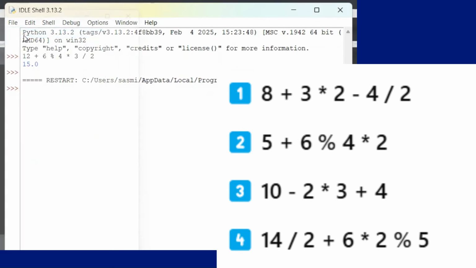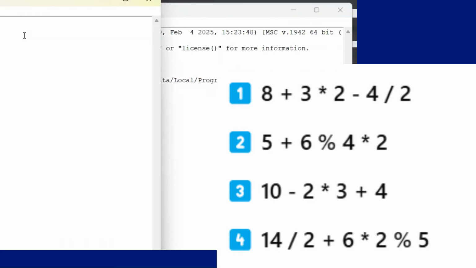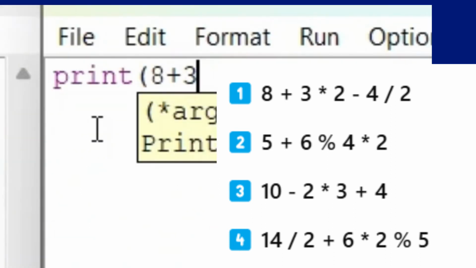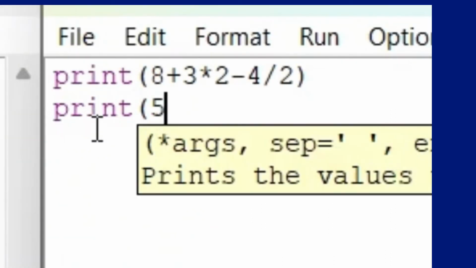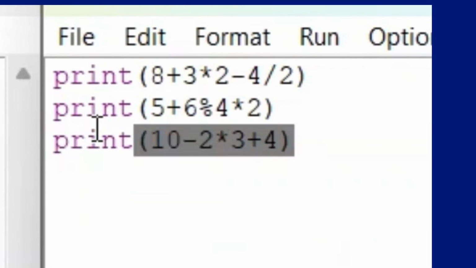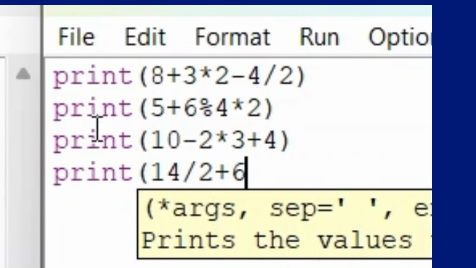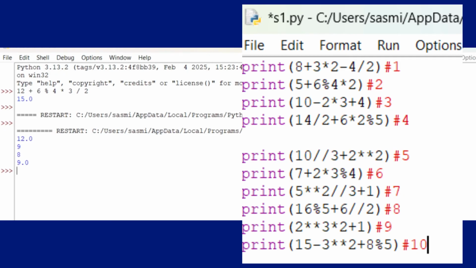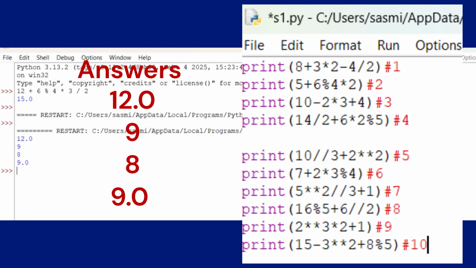Now, let us do these in script mode. I'm going to give you some questions. Pause the video, try to solve them and then resume to check your answers. To get the output in script mode, you first need to save the file and then run it. To save, go to the File menu and click on Save, or simply press the shortcut key Ctrl plus S. Now let's check the answers. 12.0, 9, 8, 9.0.